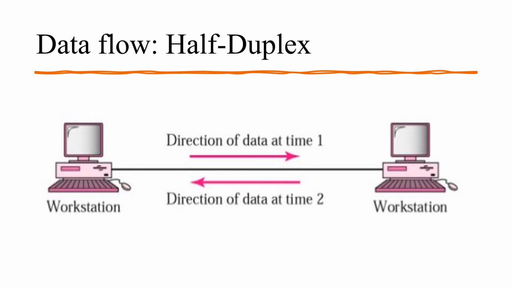The best examples are walkie-talkies and CB, that is Citizens Band, radios. Both are half duplex systems. The half duplex mode is used in cases where there is no need for communication in both directions at the same time. The entire capacity of the channel can be utilized for each direction.